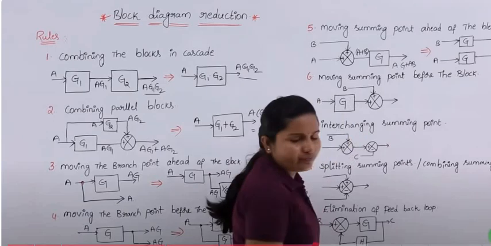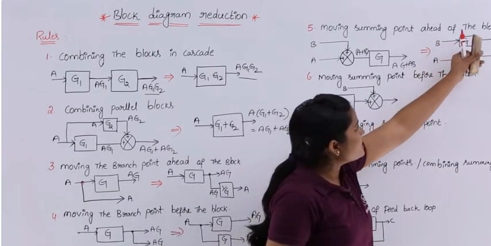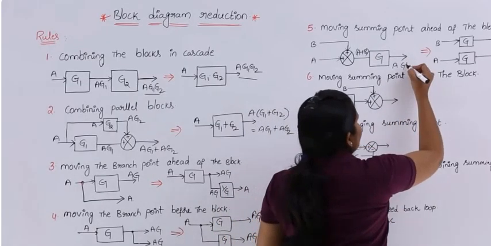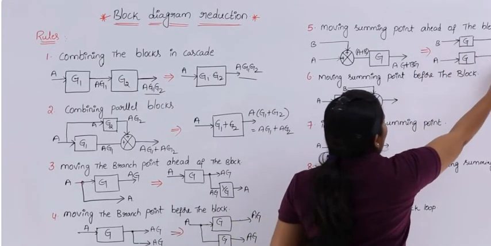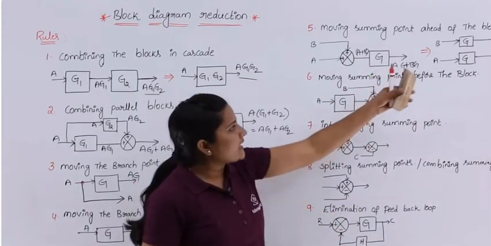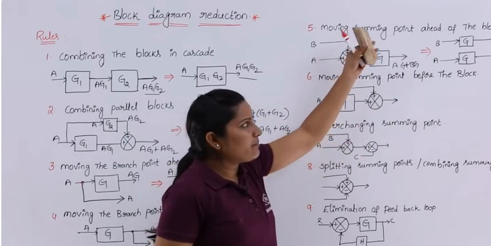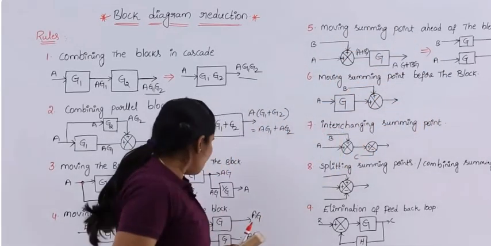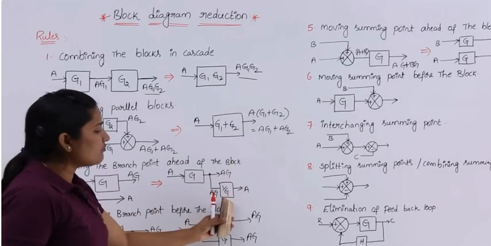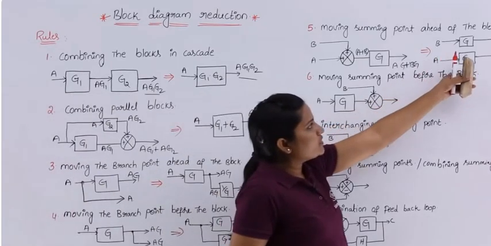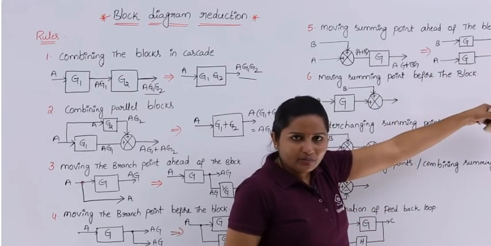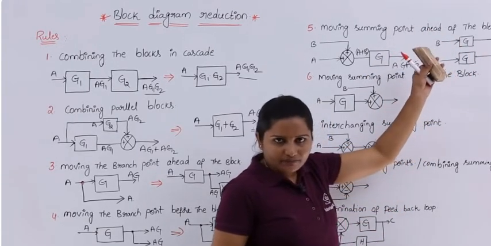So here also, this is BG, so this is AG plus BG here, and here also after summing, that is equivalent to BG plus AG. So like this we can move any summing point ahead of the block. When you are moving a branch point ahead of the block, you are going to get 1 by G, but here you are going to get G. When you are moving a summing point ahead of the block, you need to add the block with G.